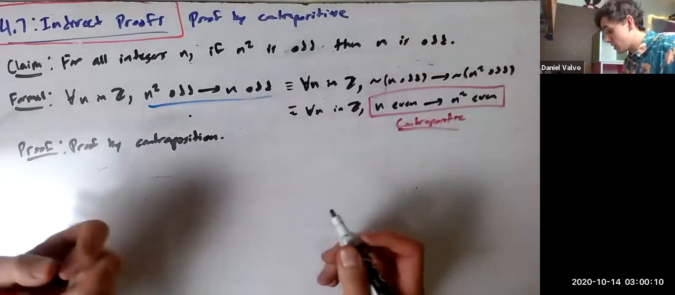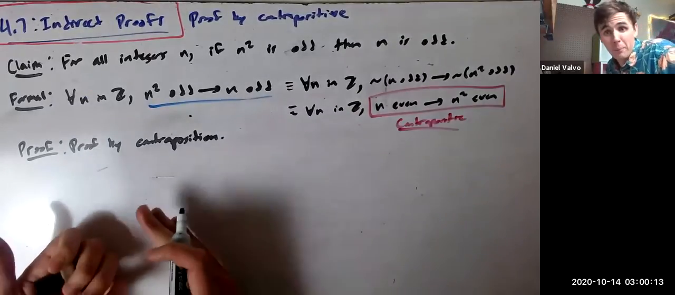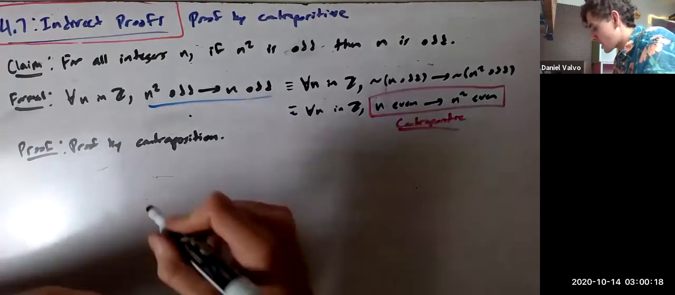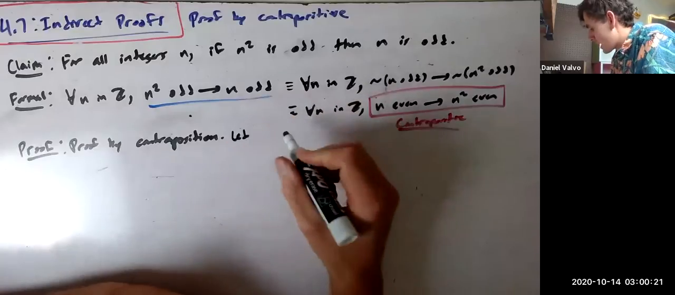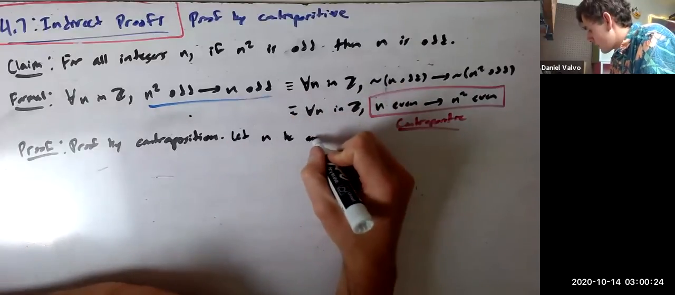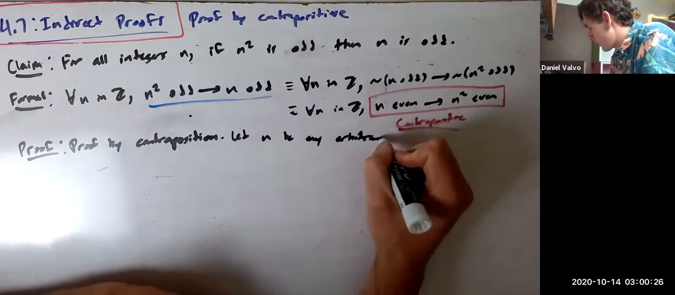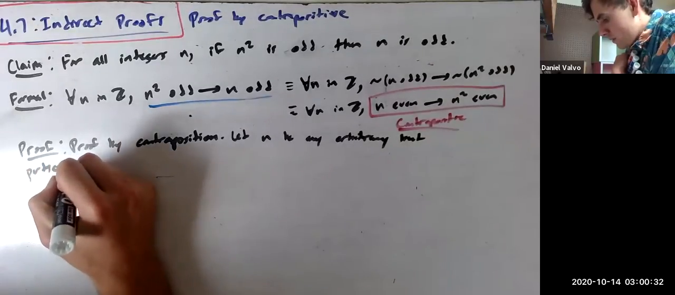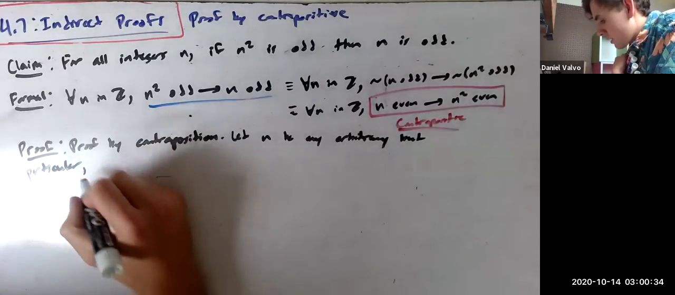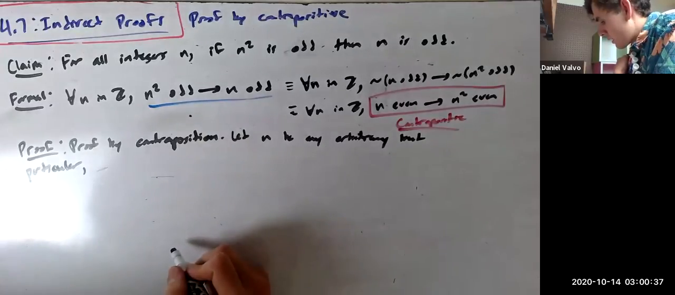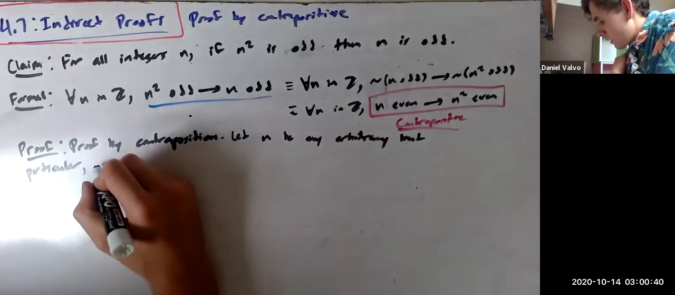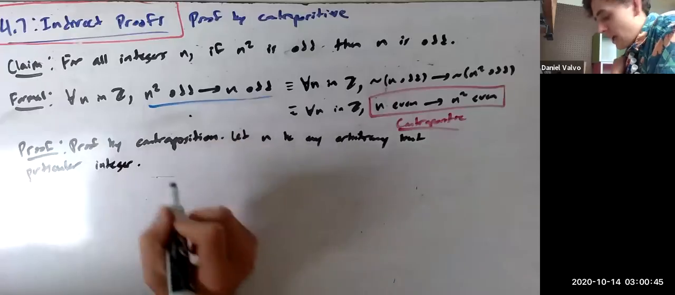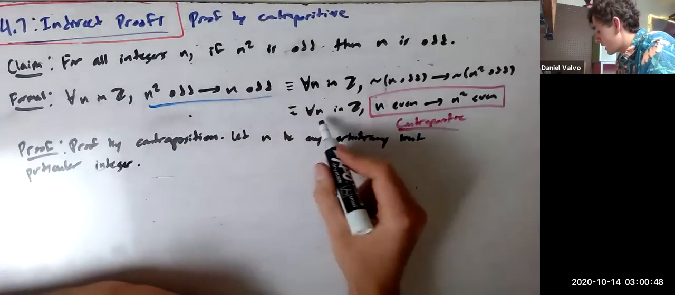So what you do then is you just do basically a direct proof on the contrapositive, right? But the indirect part is thinking with the contrapositive. And so we're just going to do like we normally do. So we're going to say let n be any arbitrary but particular integer. I don't know why I paused. So let n be any arbitrary but particular integer.